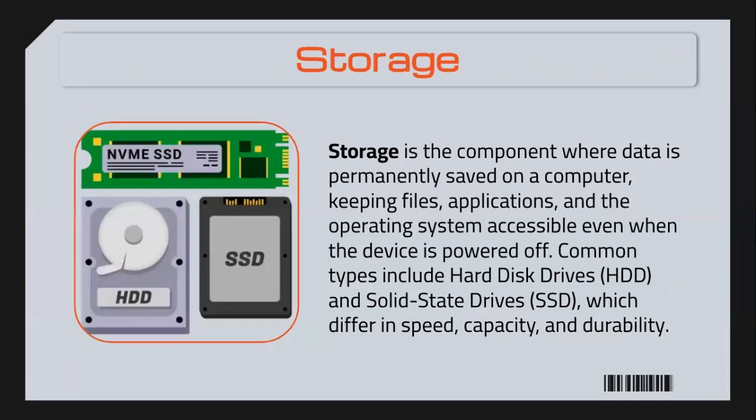Storage is a component where data is permanently saved on a computer, and it helps keep files, applications, and the operating system accessible, even when the device is powered off. Common types of storage include HDD, which is hard disk drives, and SSD, which is solid state drives, as you can see from the picture here, which differ in speed, capacity, and durability. Sorry.